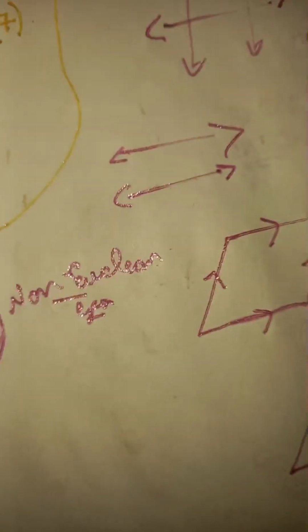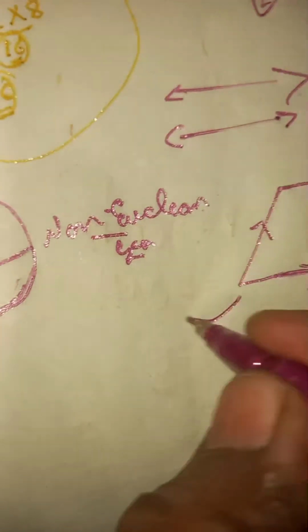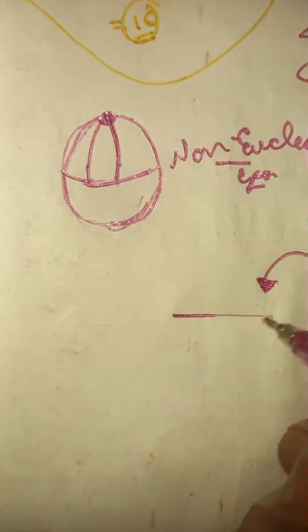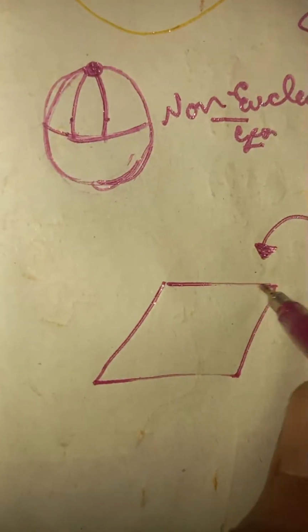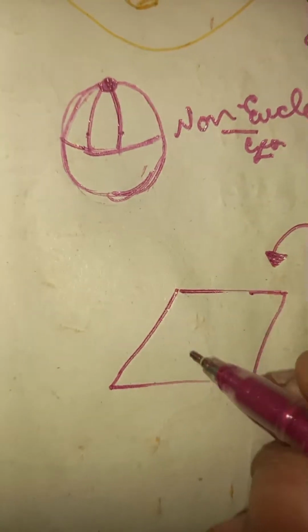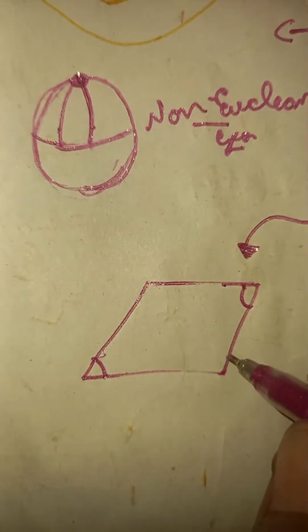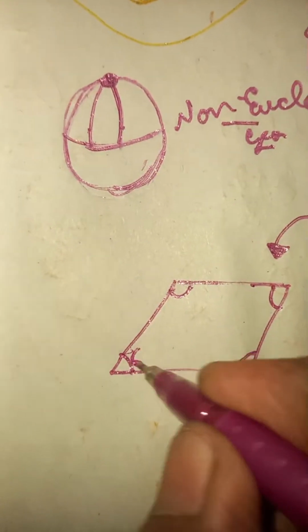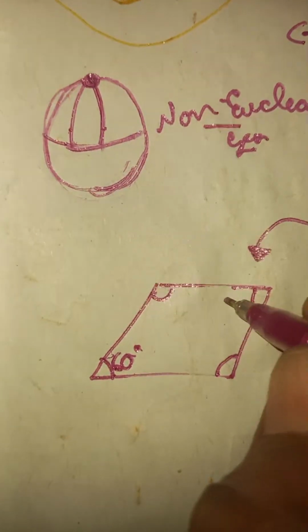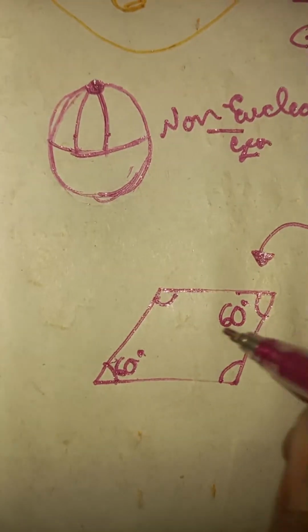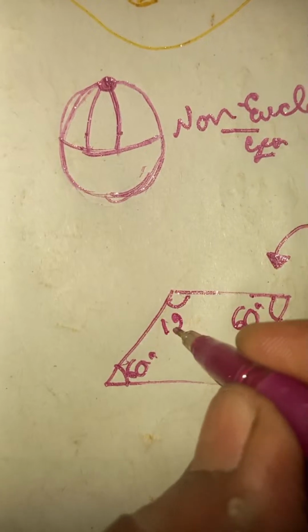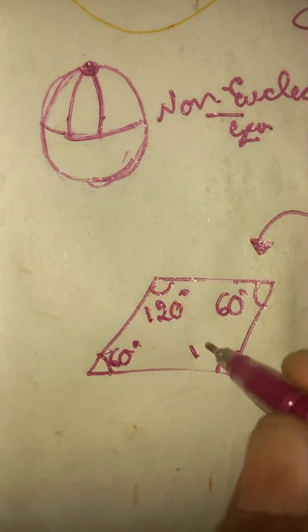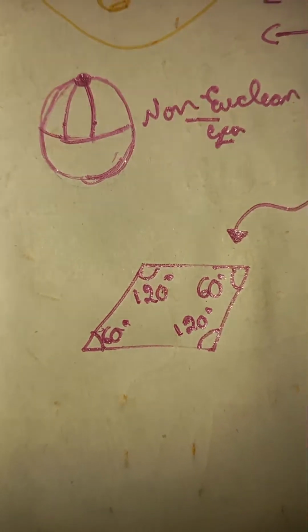First, I am going to tell how to find the area and perimeter of a parallelogram. If you take a parallelogram, in this parallelogram these two sides are going to be equal. These two angles are going to be equal, and even these two angles are going to be equal. If this angle is 60 degrees, then the opposite angle is also going to be 60 degrees, and if this angle is 120 degrees, even the opposite angle is going to be 120 degrees.